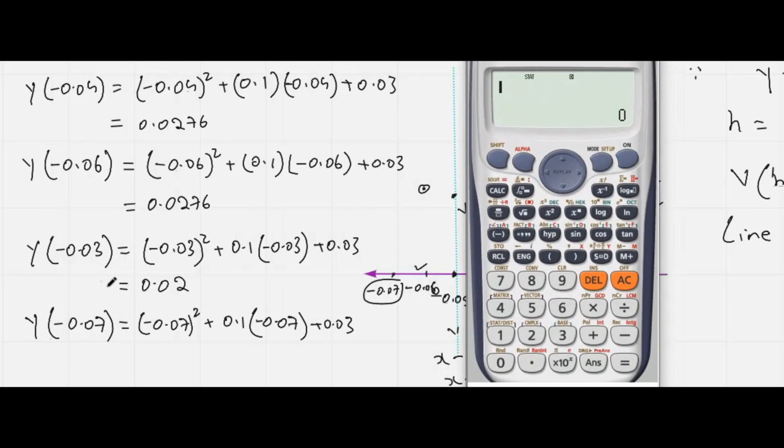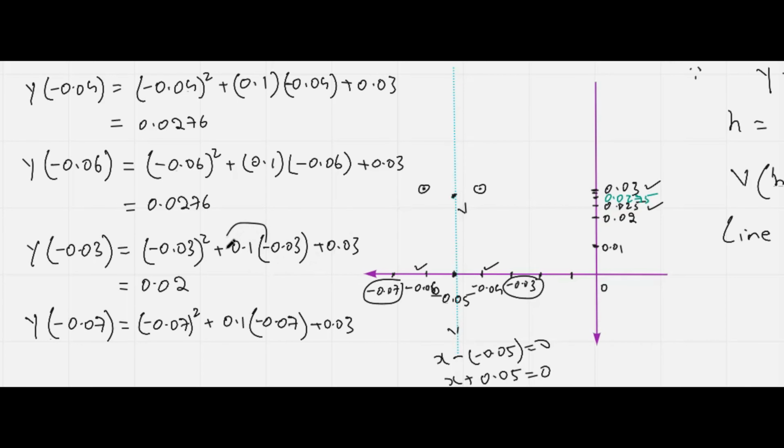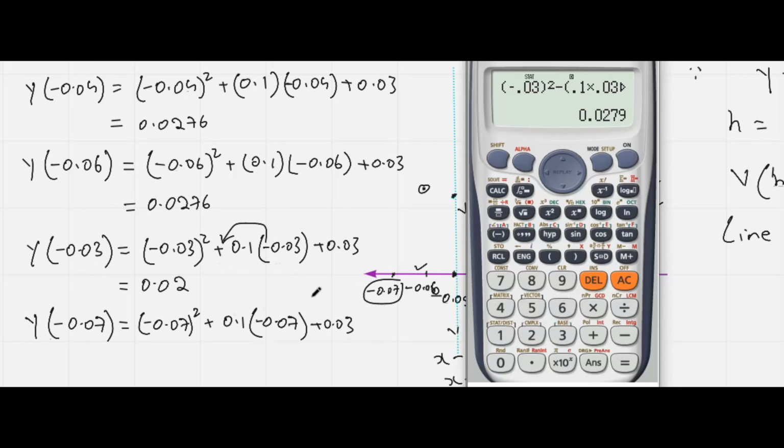Okay. Now, it's 0.0 minus 0.03 whole square, okay, and minus 0.1 multiplied by 0.03, okay, plus 0.03. That's it. Isn't it plus 0.1? No, it's minus plus minus. It'll become minus plus minus, isn't it? Oh, okay. So while writing it on the calculator, do I write plus or not?